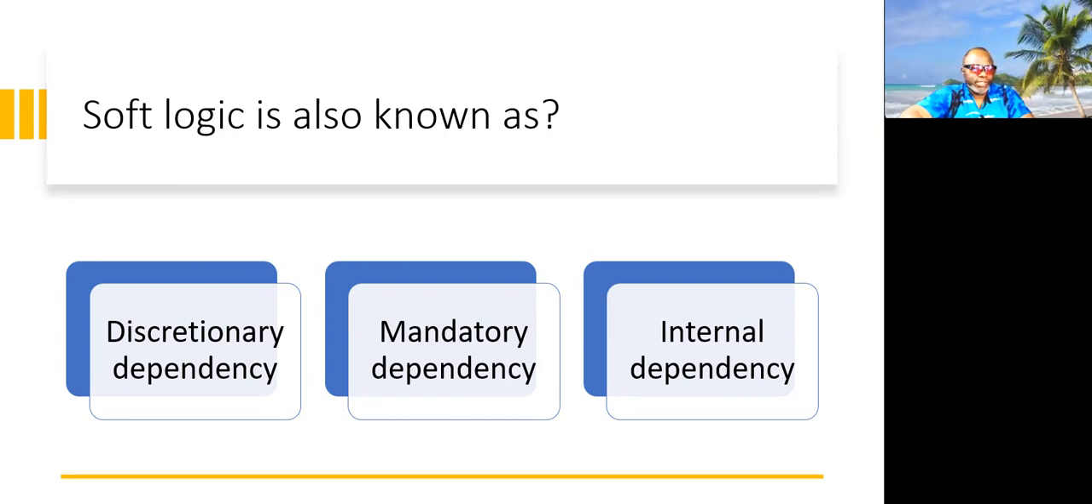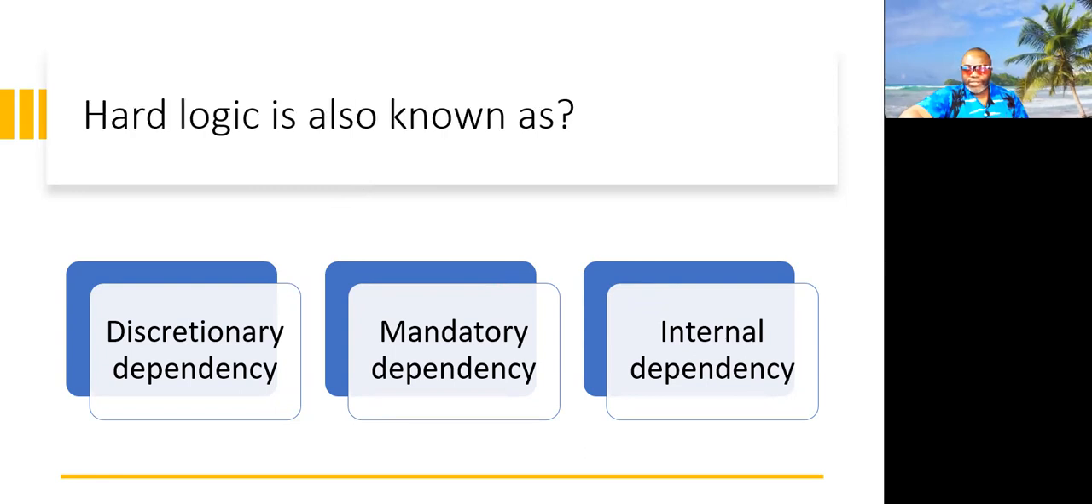All right, that's a pretty easy one. So soft logic is also known as, it's not internal and it's not mandatory. The answer is discretionary dependency. So a discretionary dependency is based on what you perceive the work to be. It is dependent on the observer. It is not based on the order of the work. So that's that. You got a few questions left. Here's your next one. Hard logic is also known as what?